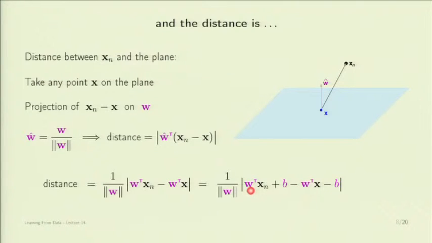How about this quantity, w transpose xn plus b, for my point xn? Well, that was the quantity that we insisted being 1. Remember when we normalized the w? Because w's could go up and down, we scaled them such that the absolute value of this quantity is 1. So all of a sudden, this thing is just 1.